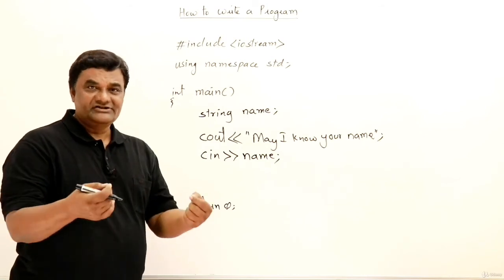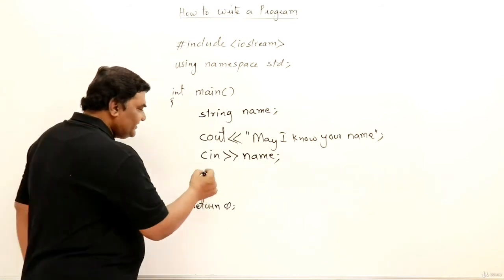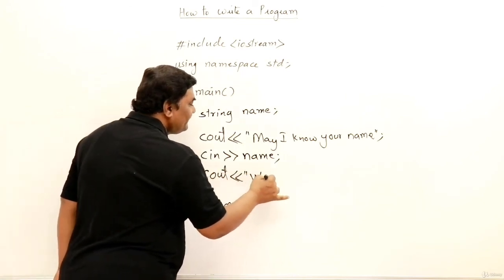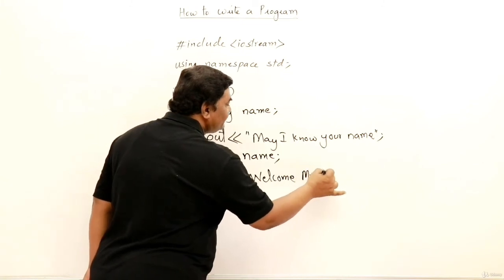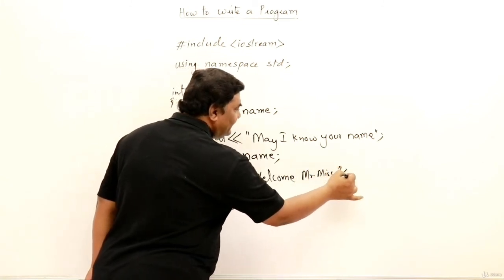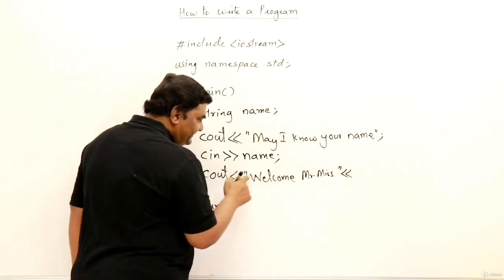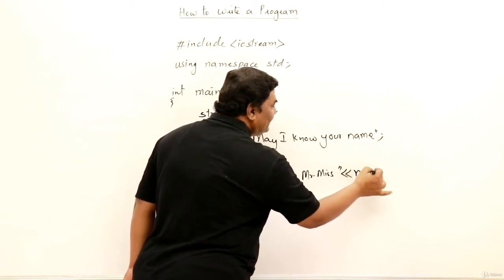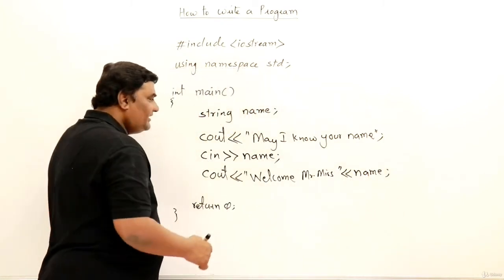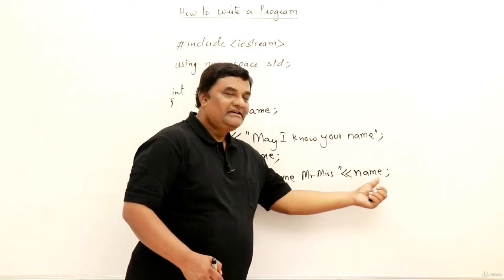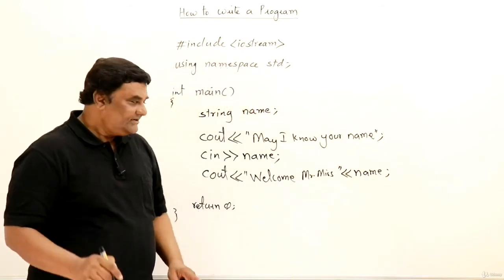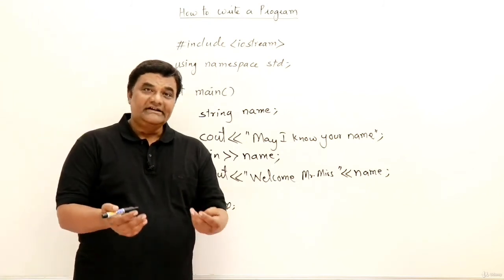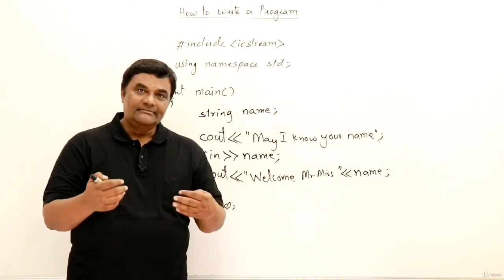Now next I should give a message: Welcome Mr. So-and-so. For that I should write cout, "welcome Mr. or Miss", followed by your name. See, this is enclosed in double quotes. Now the variable name should not be in double quotes. It should be directly given. So it will display the message: Welcome Mr. or Miss, whatever it is, then the name. That's all. End of the program. So this is a simple program for taking the name of a user and showing a welcome message.